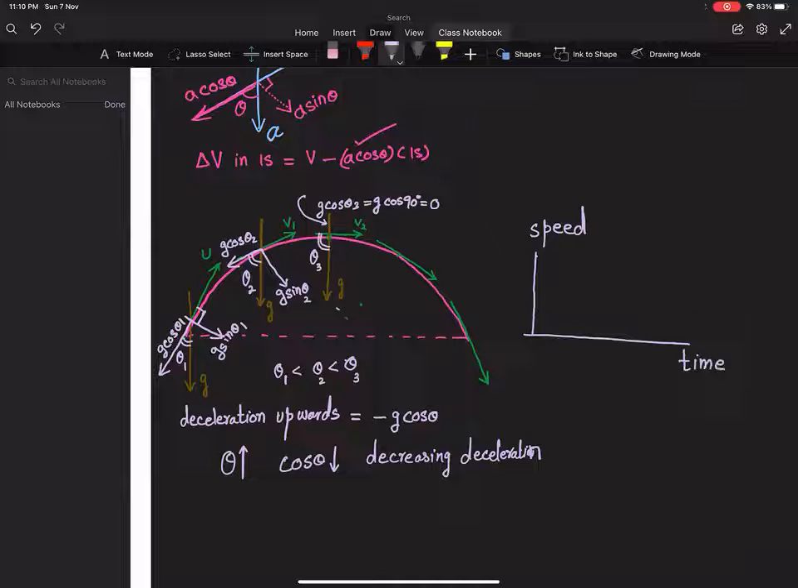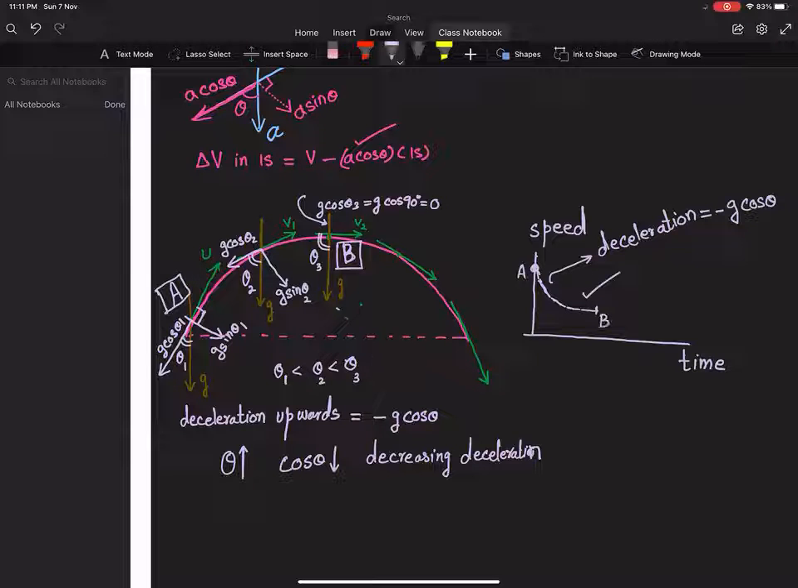So let's call this, for example, point A, and this is point B. From A to B, I think you're able to see point A and point B. From A to B, the speed has a decrease with decreasing deceleration. And in this interval, deceleration at any time is the cos component of g. So it's negative g cos theta. So we are done with the part from A to B.